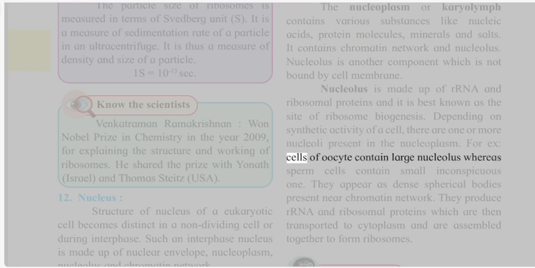For example, oocyte cells contain a large nucleolus, whereas sperm cells contain a small, inconspicuous one. They appear as dense spherical bodies present near the chromatin network. They produce rRNA and ribosomal proteins which are then transported to the cytoplasm and assembled together to form ribosomes.